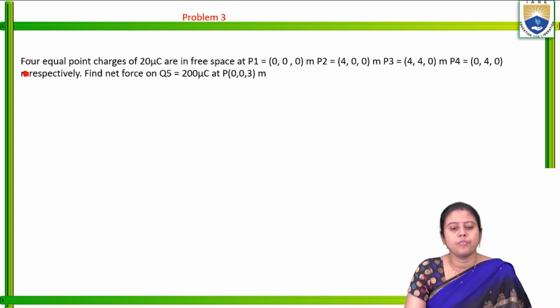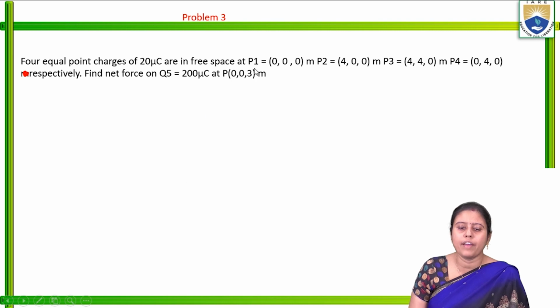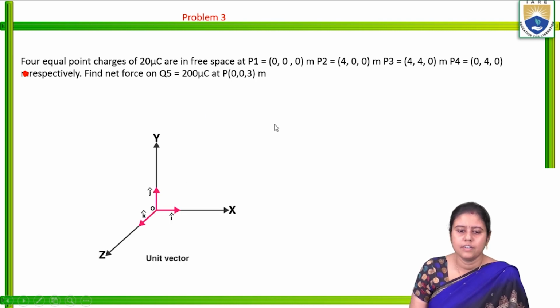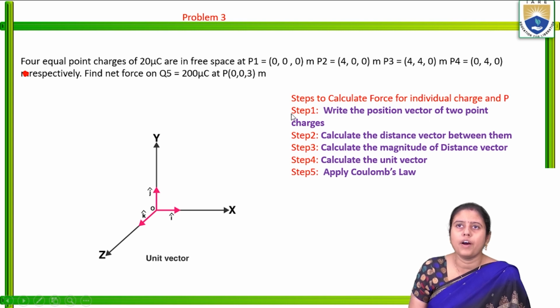Find the net force on Q5, which is 200 microcoulomb. So there are the three XYZ axes. What are the steps? Similarly, write the position vector of Q2 or Q4. Here it is the four-point charge.